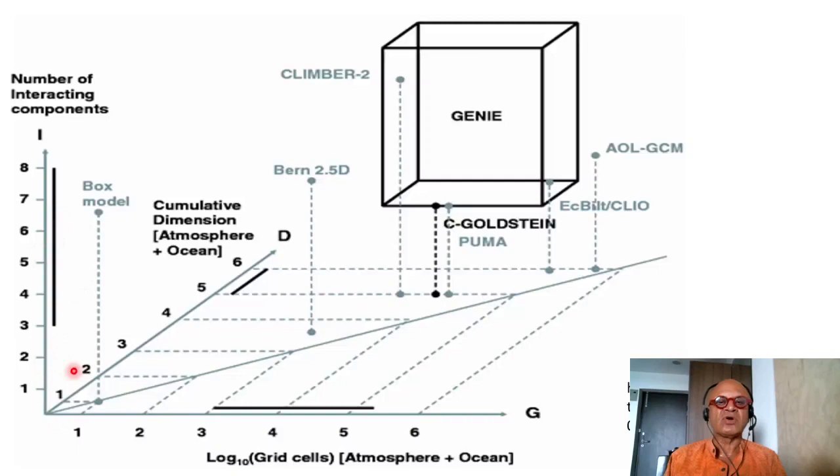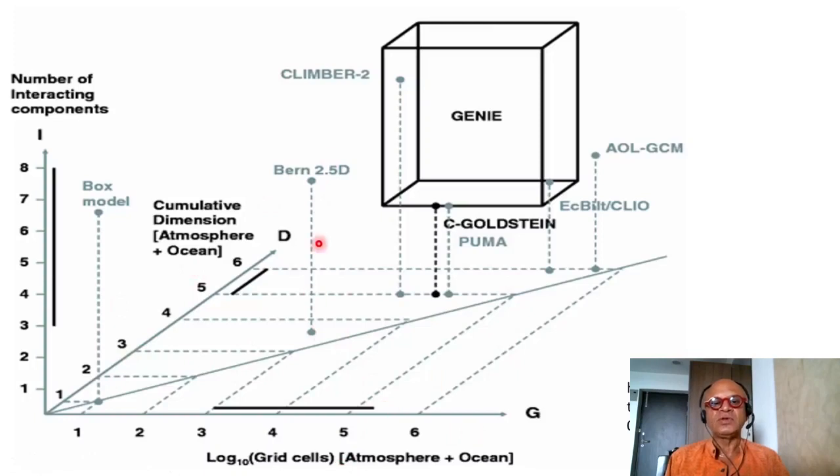Can be just a box model which does only the atmosphere, only the land, or only the ocean, or you may have many other components: ocean, atmosphere, land, carbon, vegetation, and so on and so forth. And there is a cumulative dimension being represented of the atmosphere and the ocean, and that corresponds to the feedback as well. So there is a spectrum of models in this phase space.